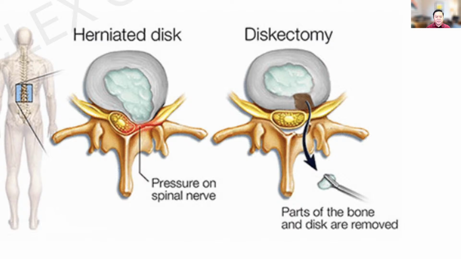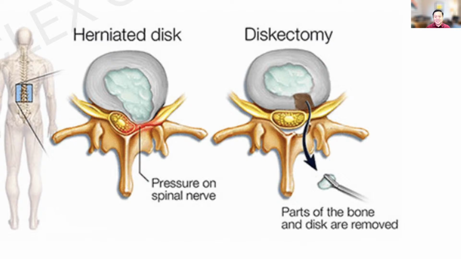And here, with a discectomy, this is going to allow removal of the herniated portion of the intervertebral disc in order to relieve the pressure on the nerve root of the spinal cord. So it could also involve the removal of a portion of the bone in order to relieve the pressure onto the nerve root. Okay.